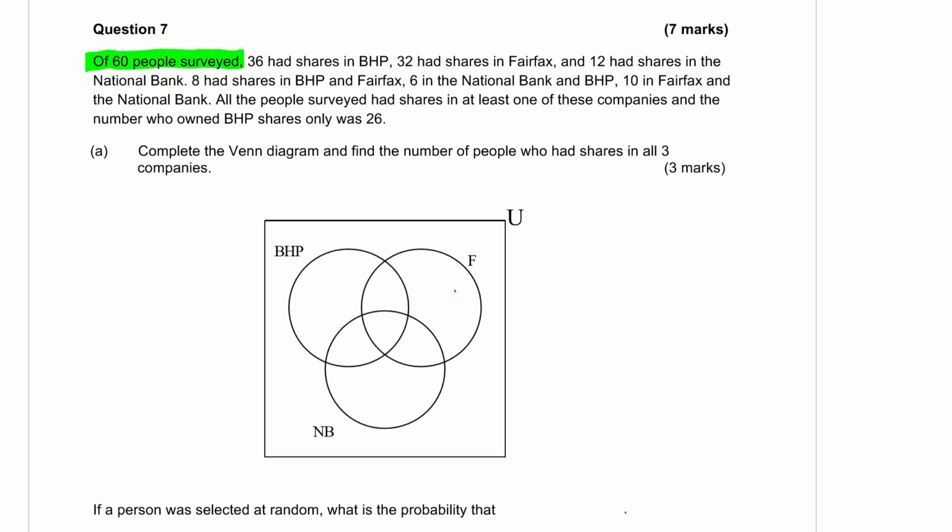Of 60 people surveyed, 36 had shares in BHP, 32 had shares in Fairfax, and 12 had shares in the National Bank. So that means that we would have 36 in total in here, 32 in total here, and 12 in total here.